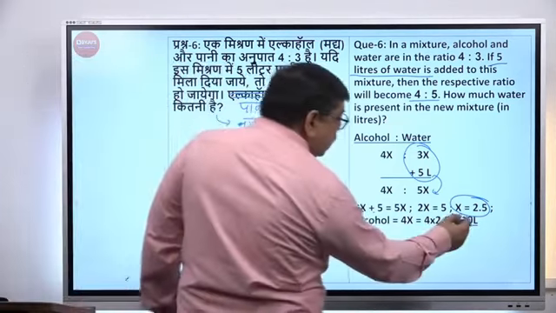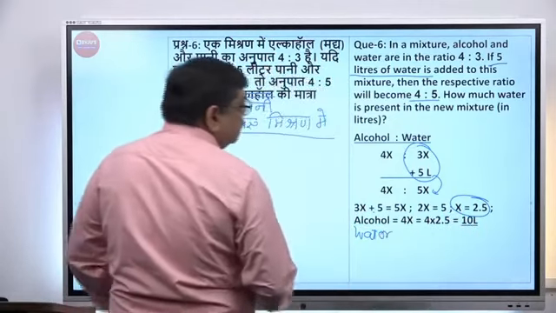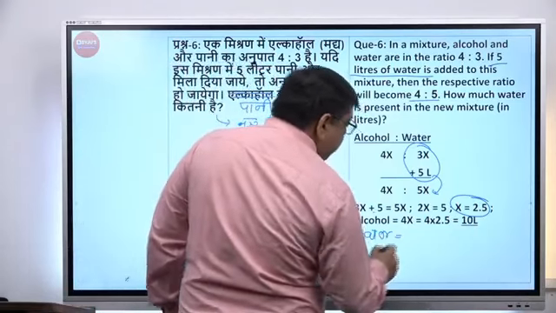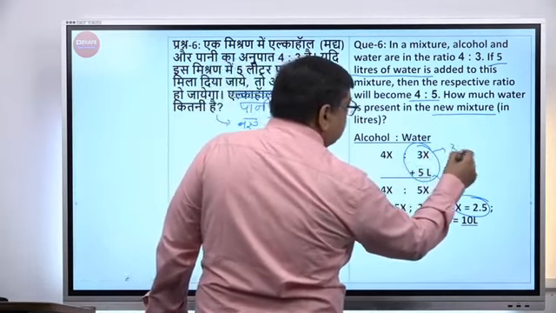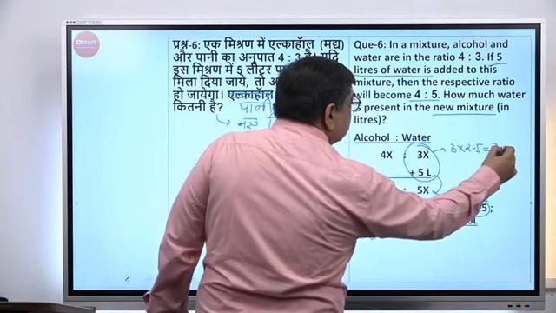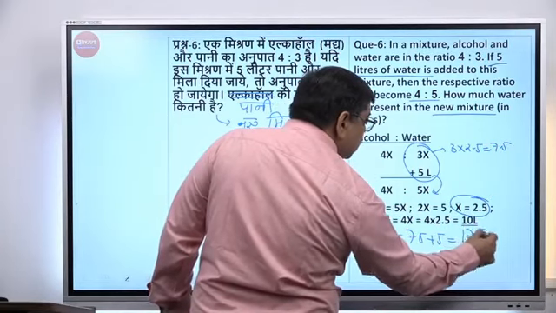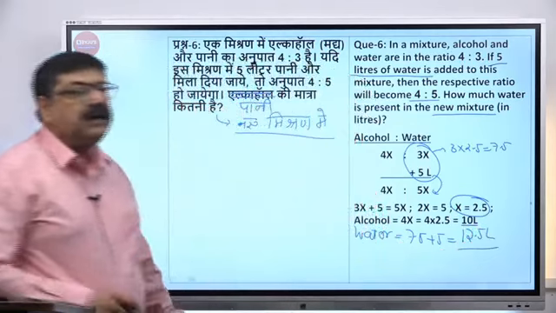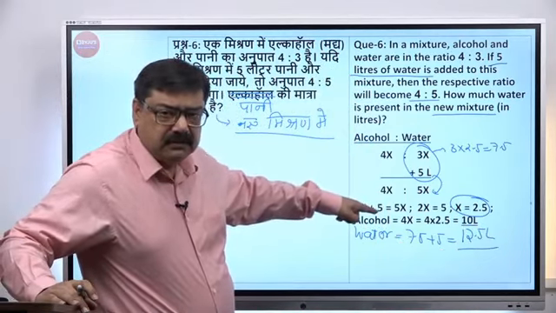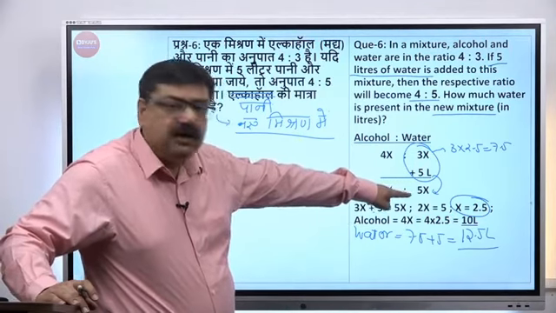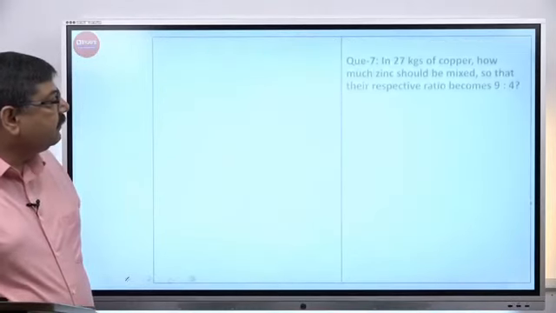So if you have to find out alcohol, it is 10 liters, and if you have to find out water, the water which is present here in the new mixture is nothing but 3 into 2.5, that is 7.5, plus another 5 liters that you added, so it will become 12.5 liters. See, simple as that. 2.5 into 4, and this is 2.5 into 5. Is it clear? Now, next.